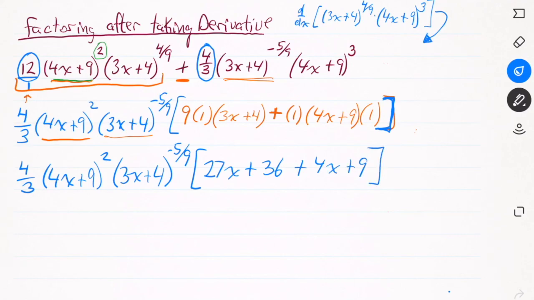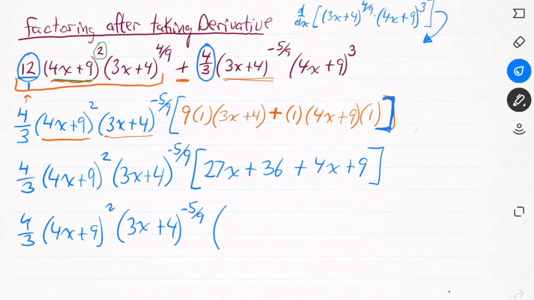All right. So that'll leave us 4/3, 4x plus 9 raised to the second power, 3x plus 4 raised to the negative 5/9. And then in here we're going to have, what's that, 31x? And I'm doubting that there's going to be a common factor, plus 45. Because 31 is, I think it's prime. Okay. Well, at least it's prime of 45.